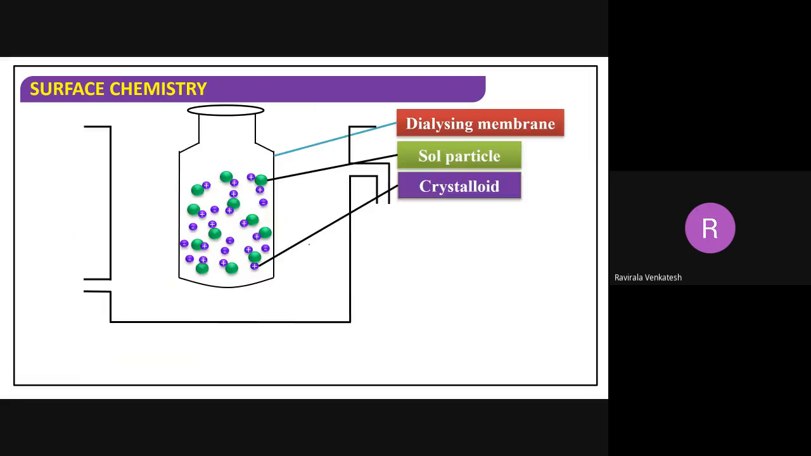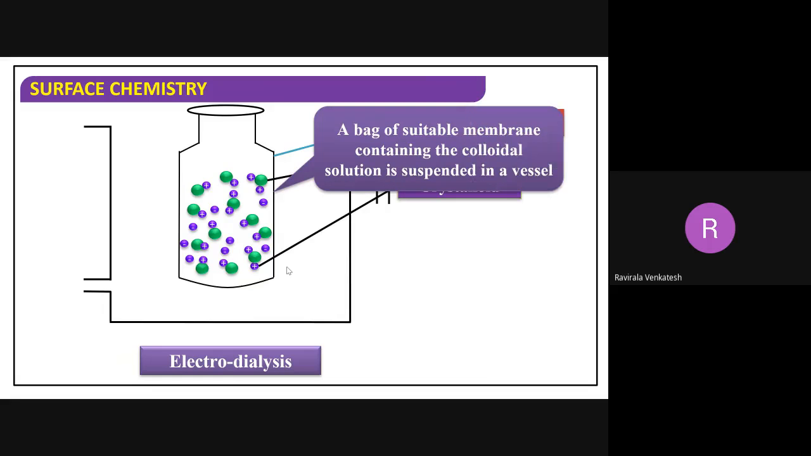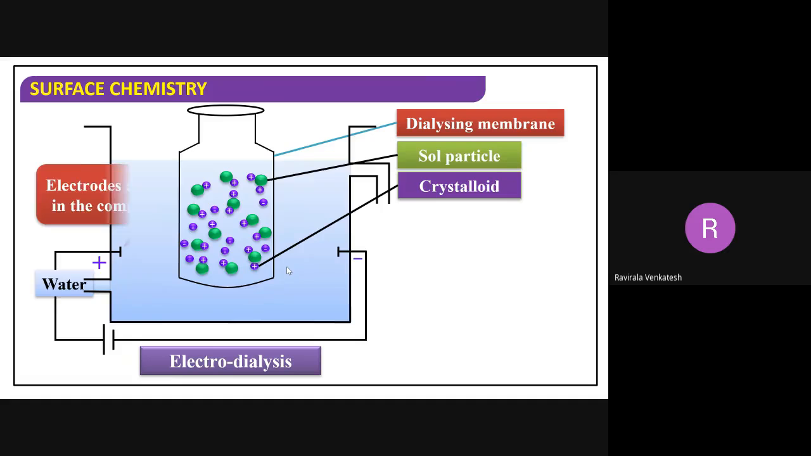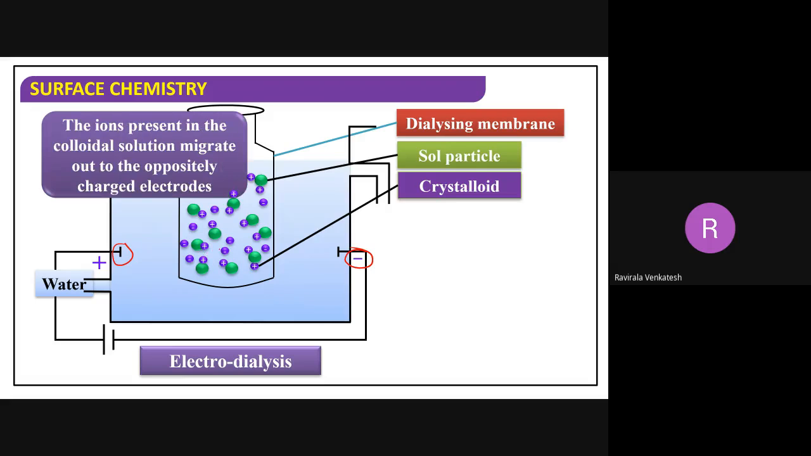Now, the working principle, let me observe. It is the same experiment, and everything we are taking, the apparatus, is the same. No difference in that. But here, I am applying a positive charge, and here a negative charge. Positive and negative electrodes are applied to the dialysis setup. Because of this, the ions present in the colloidal solution migrate out toward the oppositely charged electrodes.